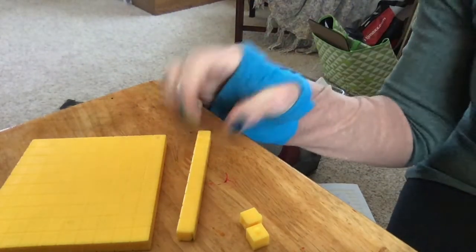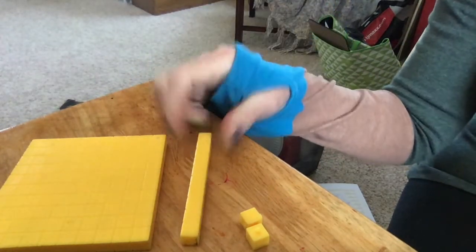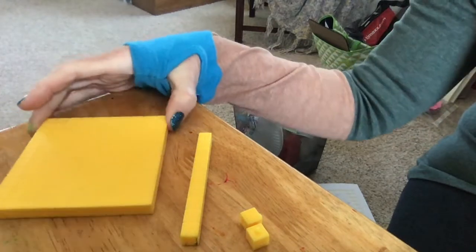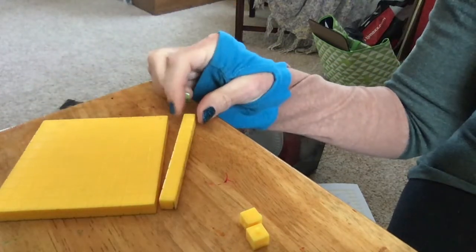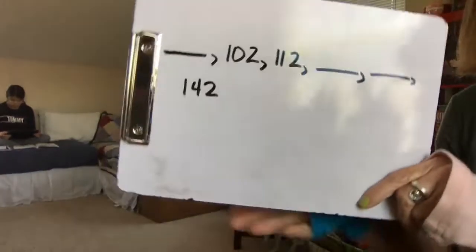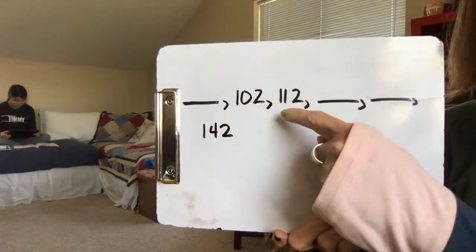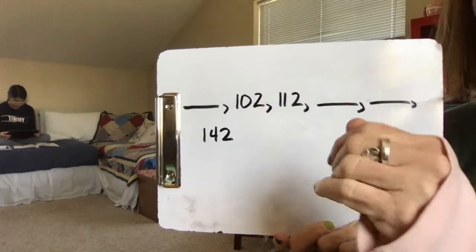Okay. So now I'm going to check and see. I started with 102. Now I have 112. Let's check it. So there's 110, 111, 112. So now I can go back to my board and say, yep, I went from 102 to 112. Awesome. So now I know we're counting by 10.